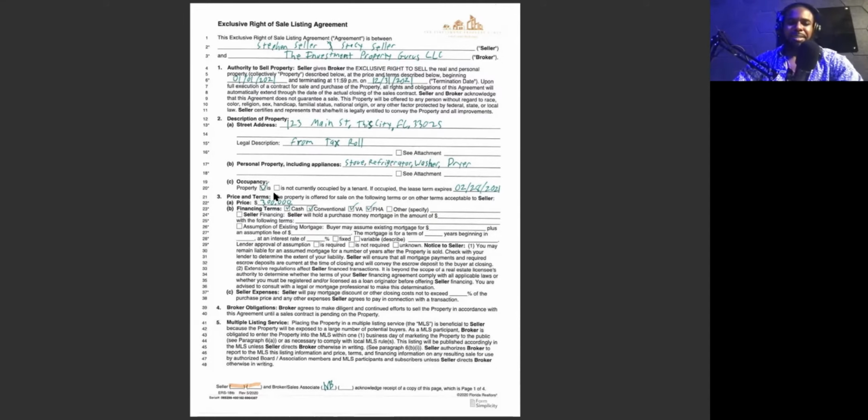Okay, occupancy. I only checked this off for example purposes. So whether the property is rented out or not, you check it off here. If there is a tenant in there, you check it off, and then you just put the date where the tenant should be out by, or when the lease expires.